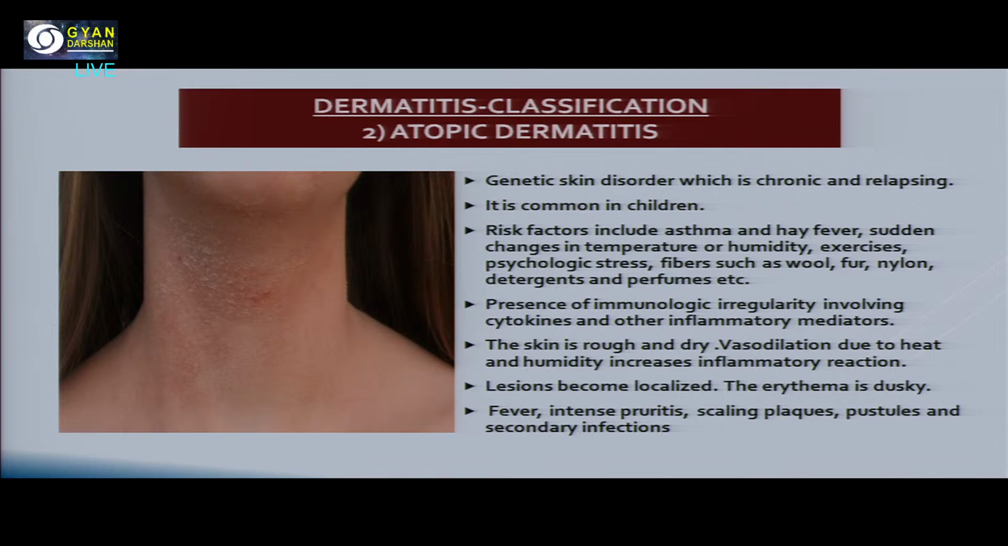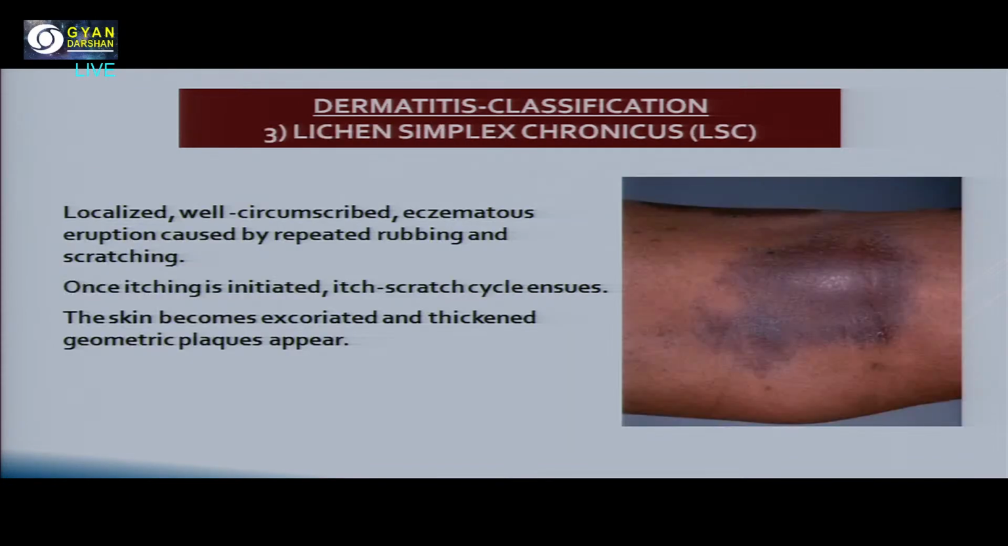It is common in children. Risk factors may be diseases like asthma, hay fever, sudden changes in temperature, exercises, stress, and so on. Presence of certain immunological irregularity and inflammatory mediators may also be there. Skin becomes rough and dry. Vasodilation due to heat and humidity increases the inflammatory response. Lesions are usually present in one place. There may be fever, a lot of itching, inflammation, and secondary infections may also be there.